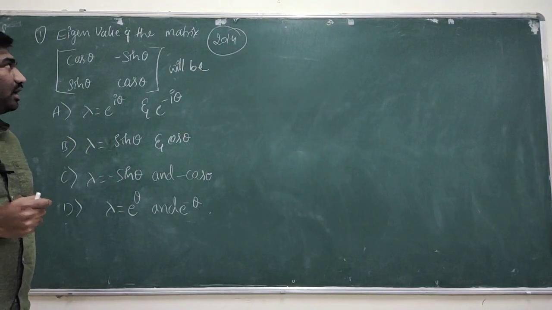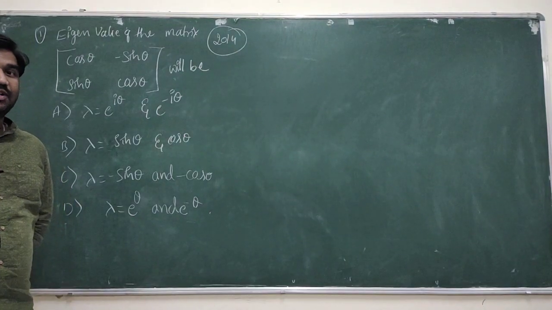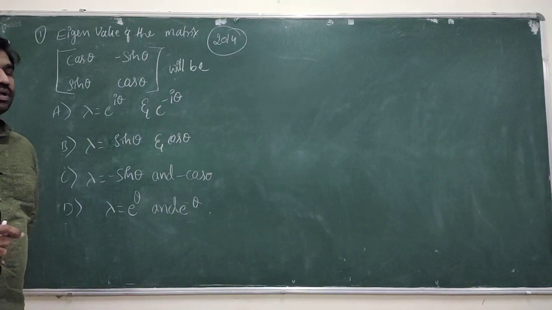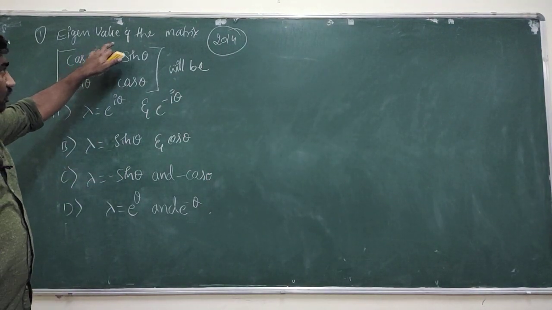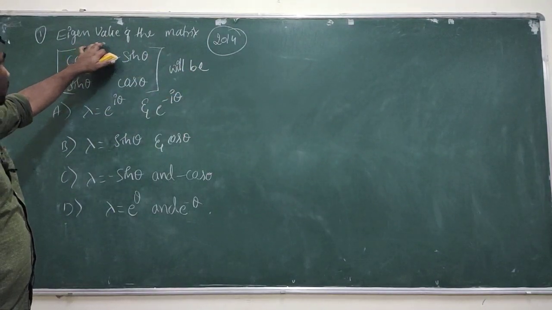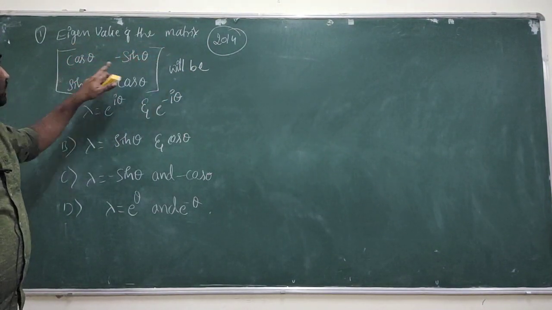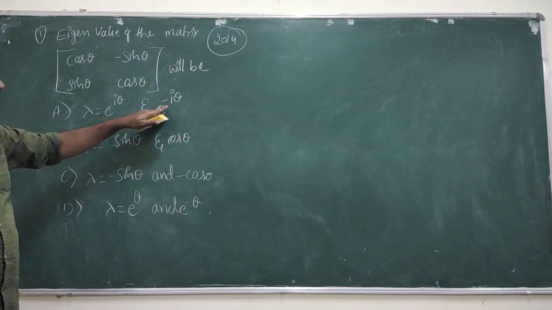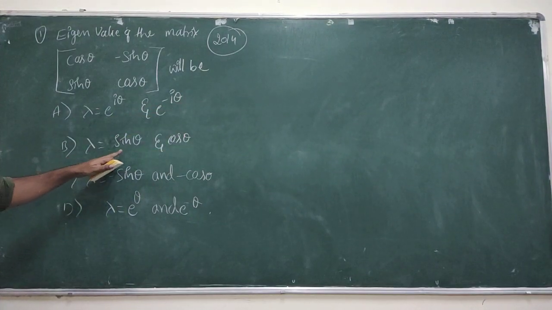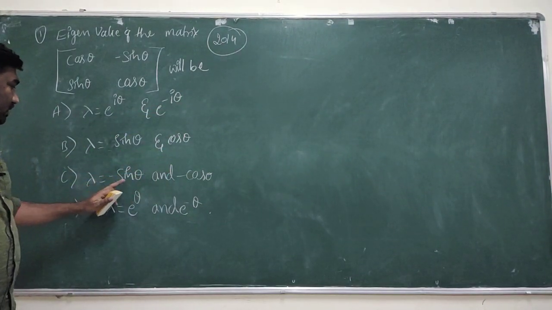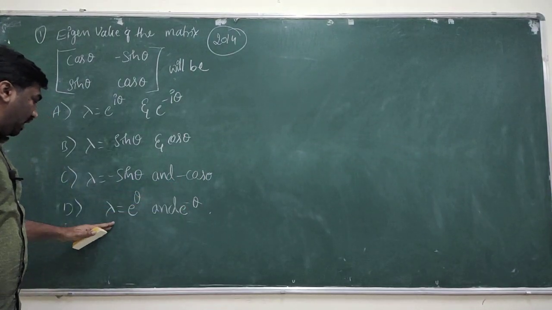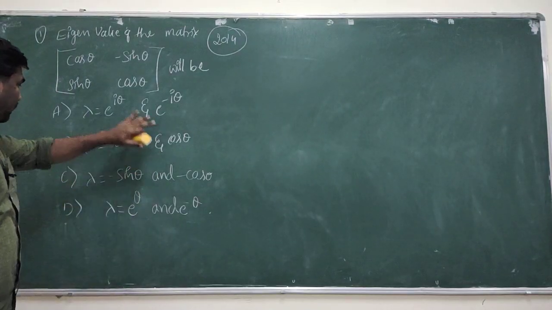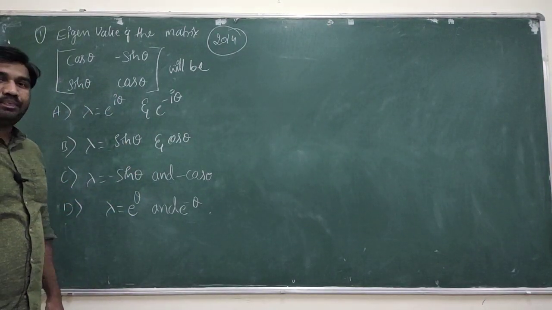almost every year they will ask the first question from mathematics, generally from the matrix, and it will be eigenvalue problems. Again in the 2014 part B paper they asked about the eigenvalue of the matrix cos theta, minus sin theta, sin theta, cos theta. The options are lambda equal to e power i theta and e power minus i theta, or lambda equal to sin theta and cos theta, or lambda equal to minus sin theta and minus cos theta, or lambda equal to e power theta and e power minus theta. In these four options we have to choose the correct one.